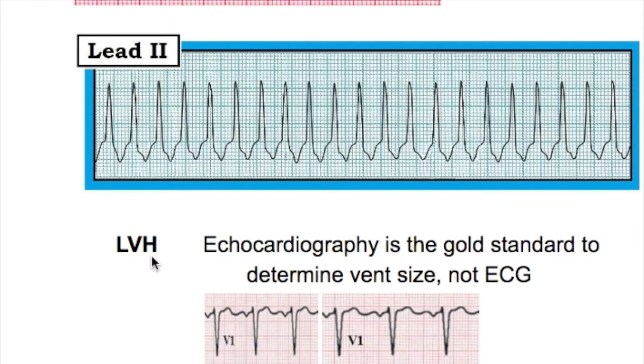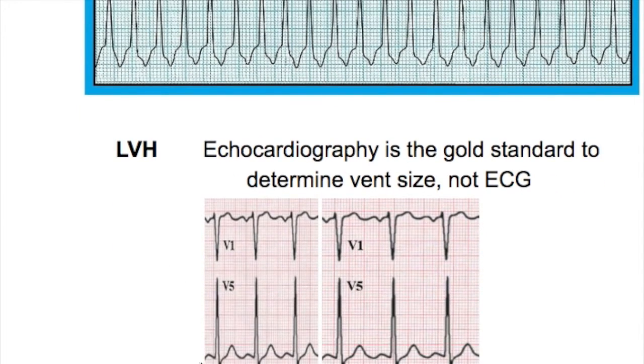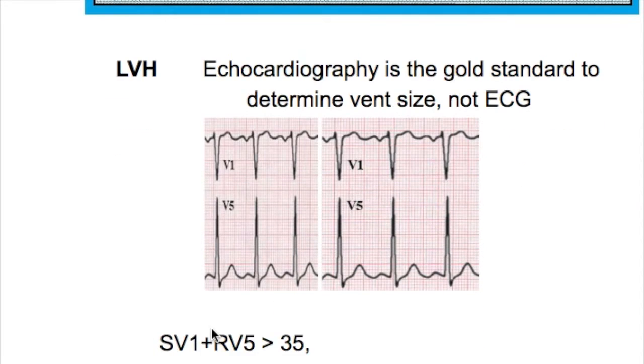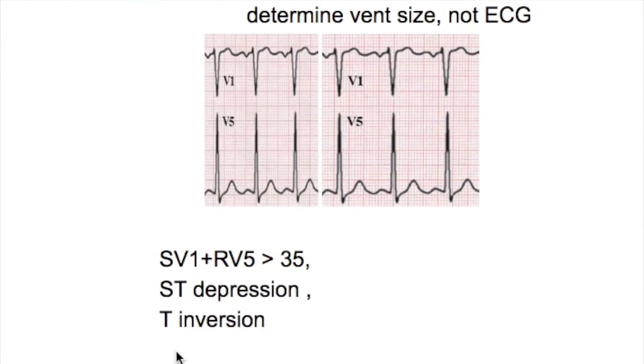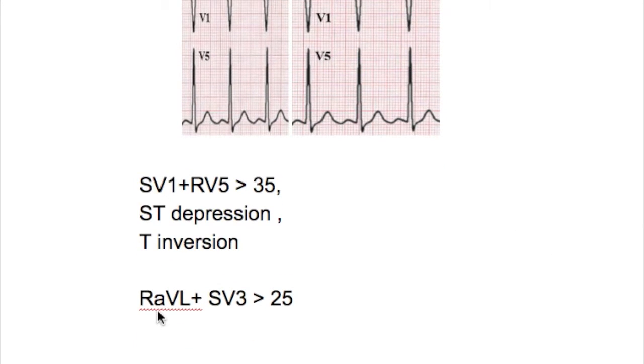Now left ventricular hypertrophy. Remember, echocardiography is the gold standard to determine the ventricular size and not the ECG. But the criteria is S in V2 plus R in V5 is more than 35 usually after the age of 35, and there is ST depression or T inversion, that is known as the LV strain pattern.